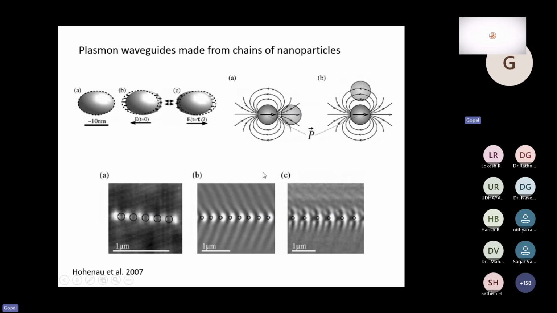Now again, the basics, the principles which I mentioned to you: plasmon waveguides made from chains of nanoparticles. So you see with the dimensions how these, the interactions and the plasmonic wavelengths. Okay, 1 micrometer, 1 micrometer, 1 micrometer. But this is the chip size. This is the resolution on the SEM, and these are the sizes of the nanostructure, the nano devices.